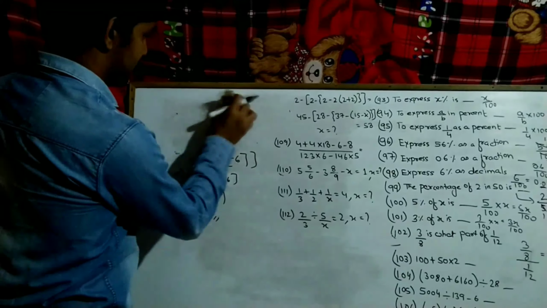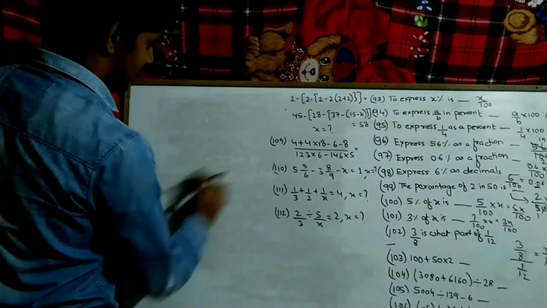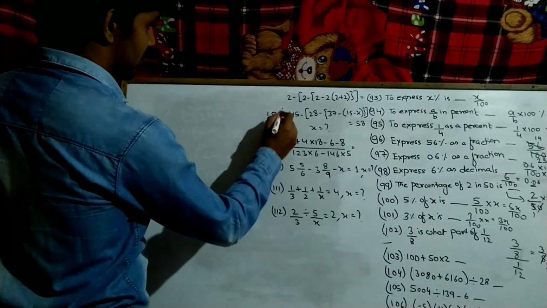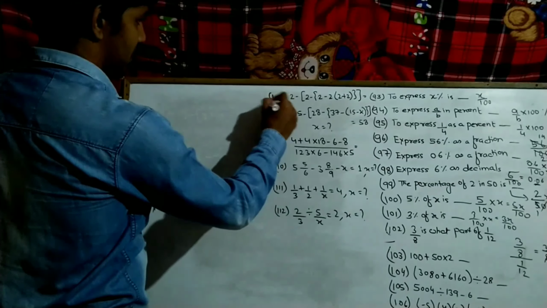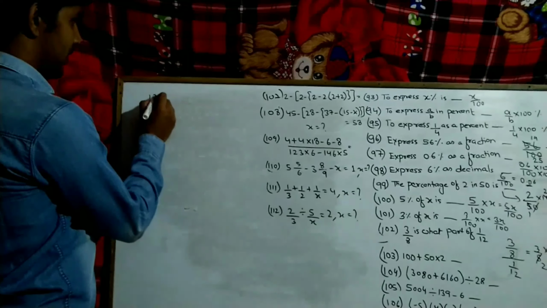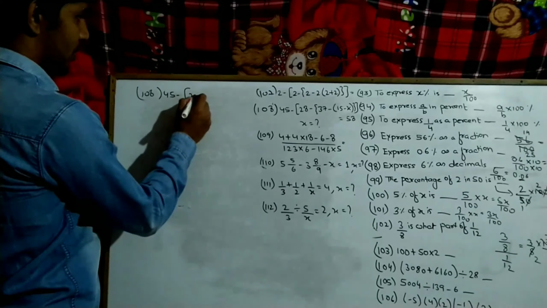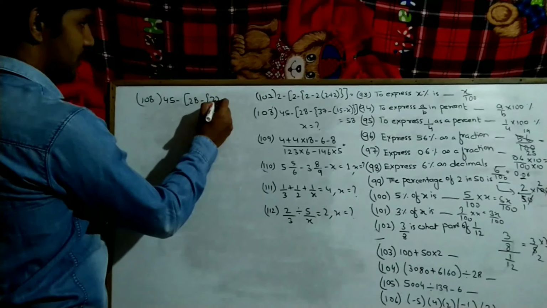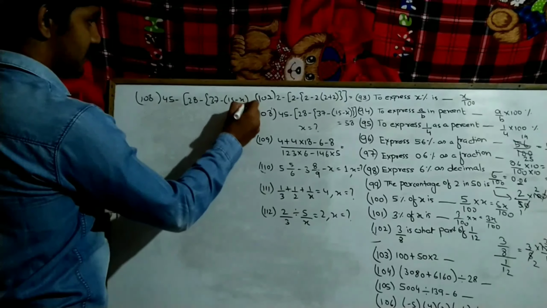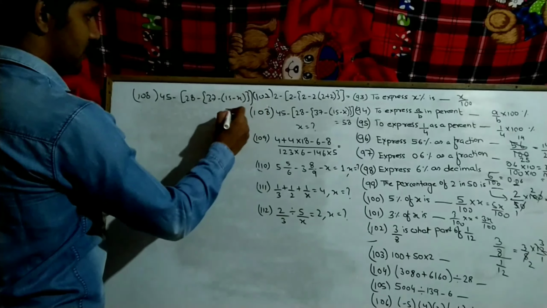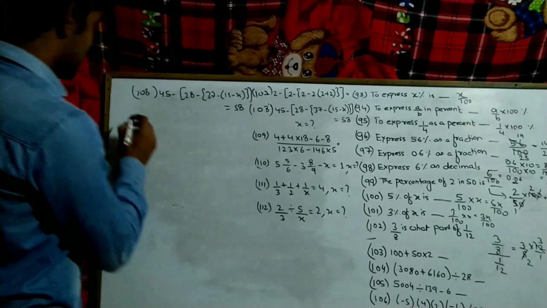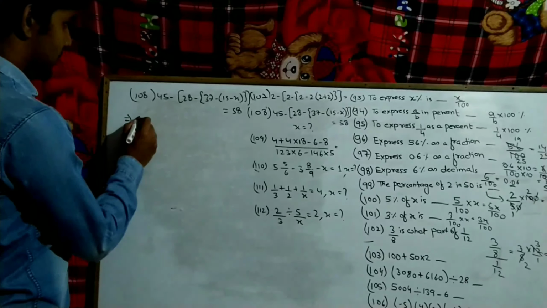Okay, this is 108. Okay, it's 107. Now 108 problem. 45 minus 28 minus 37 minus 15 minus x is equal to 58. So just write down step by step.